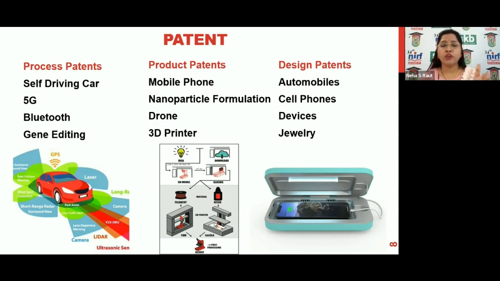Here in the first two, where process and product patents are mentioned, it requires technology enhancement, like more basic research is required here.